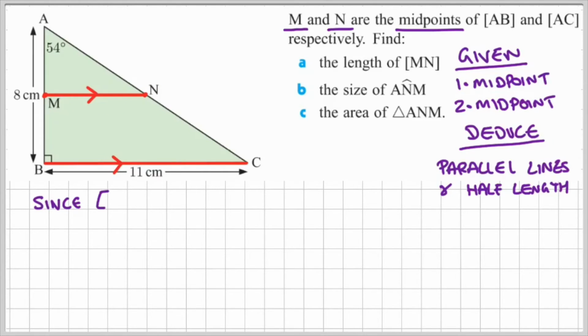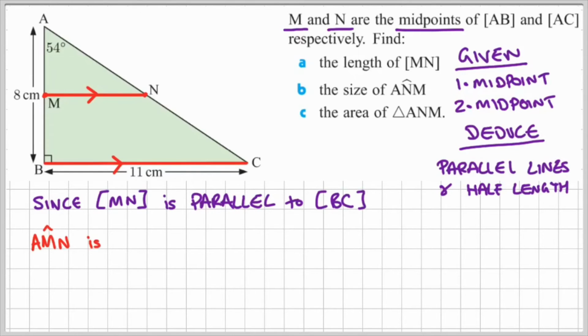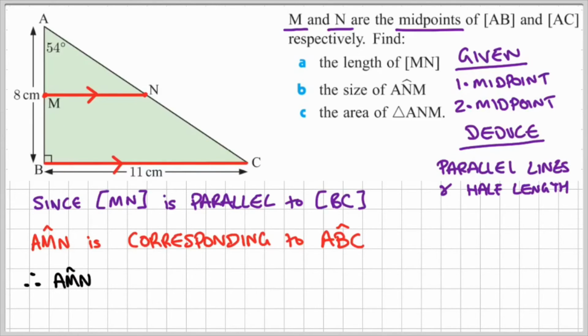So the first thing that we can consider is since MN is parallel to BC, we know that the angle AMN is corresponding. So this angle here, AMN, is corresponding to ABC. Therefore, the angle AMN is 90 degrees. So we draw a little 90 degrees here.